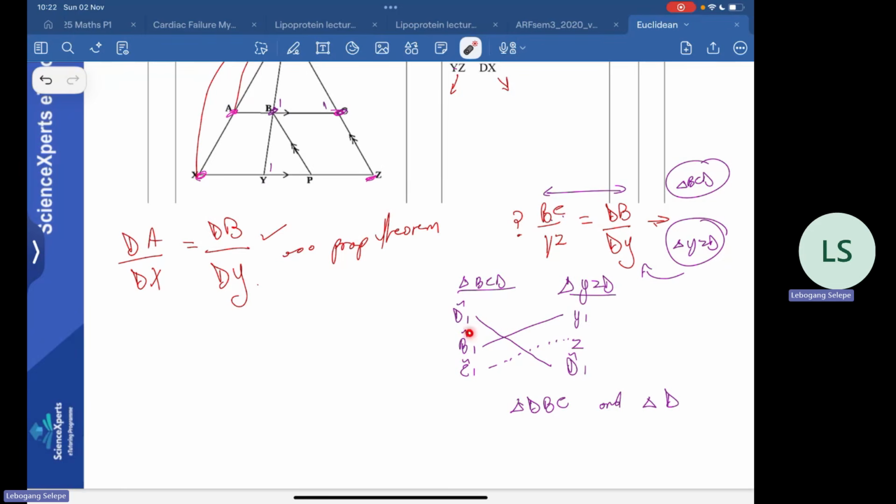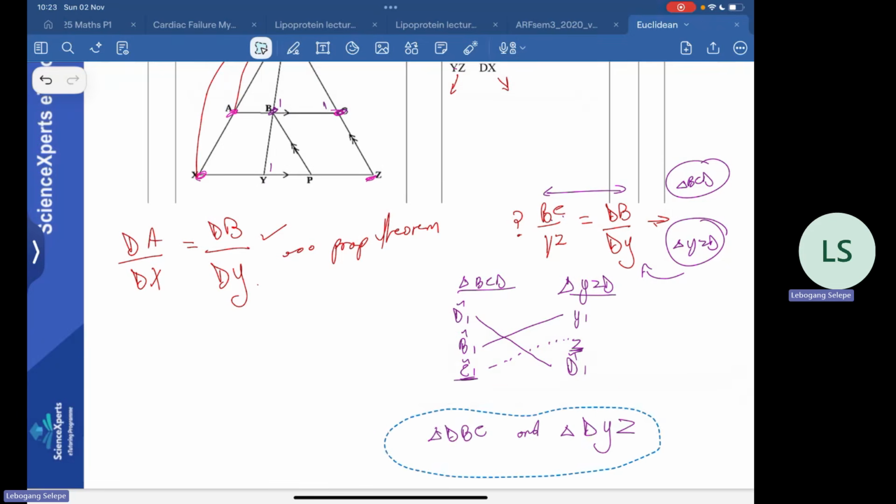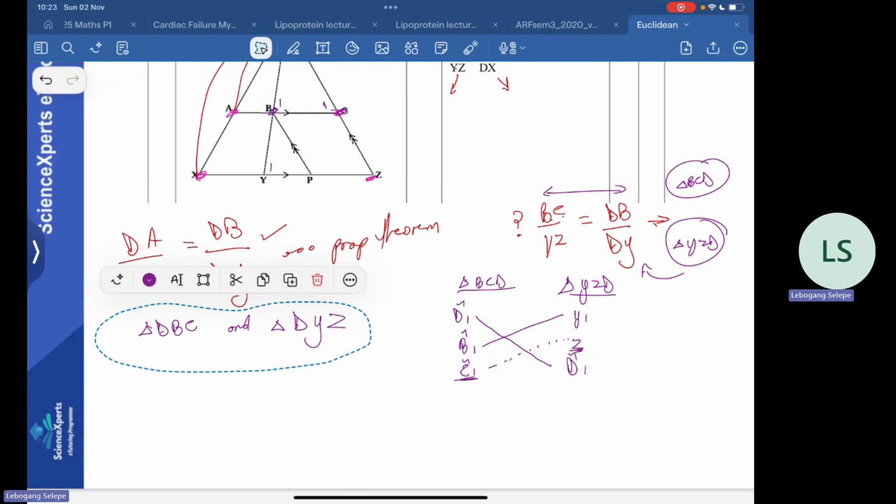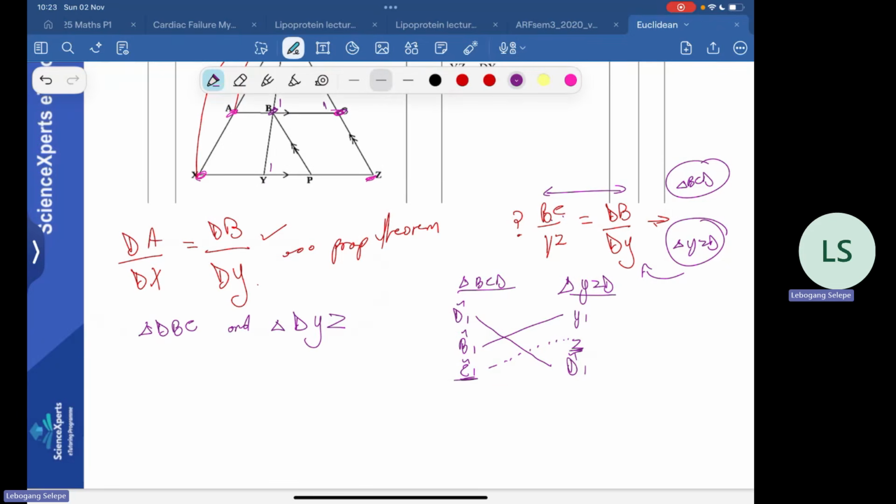So angle B in this triangle is equal to Y. So the following letter here would be Y. And angle C is equal to Z. So the following letter here would be Z, right? So if I prove that these triangles are similar, which I've already done if you think about it, I'm going to go like this, right? Now this would be my final answer, right? Triangle DBC and triangle DYZ.